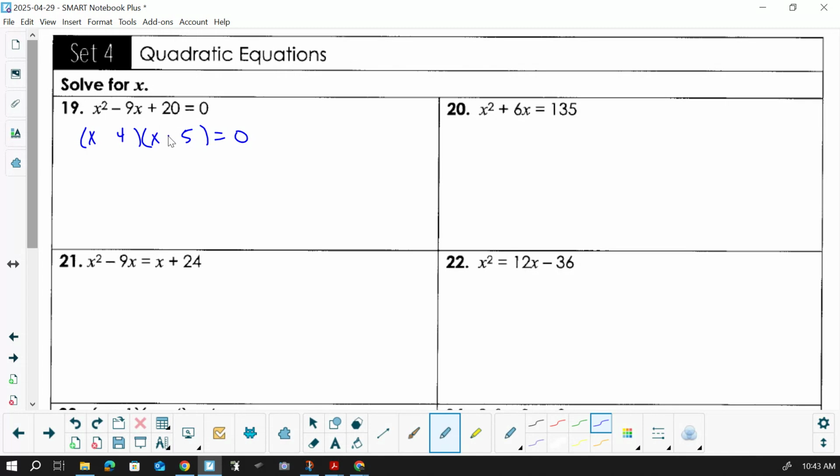This is a plus, which means the same sign. That's a minus, so it's negative. x squared minus 5x minus 4x plus 20, that'll work. Now, once you get it factored right, then you're going to set each of these equal to 0. x minus 4 equals 0, and x minus 5 equals 0. And then you're going to solve these separate little equations.